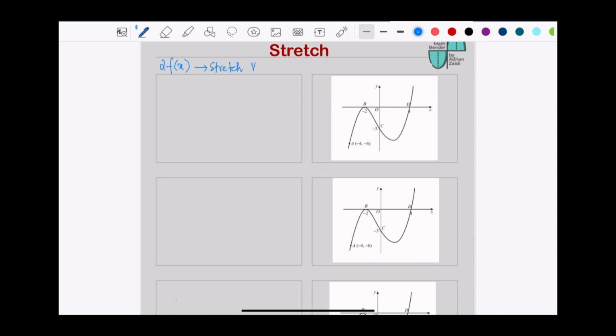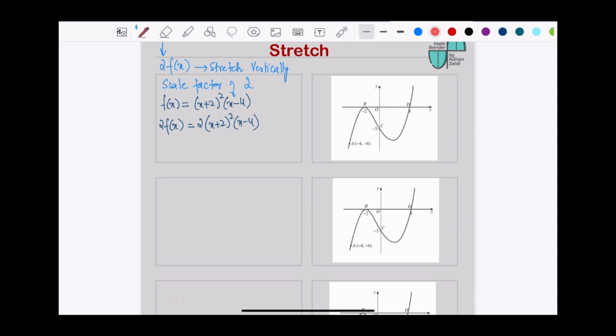it is a vertical stretch, an elongated curve with a scale factor of 2. So this number is the multiplier here. So f of x, which was initially x plus 2 whole squared times x minus 4, after a multiplier effect of 2 times f of x, is going to be 2 times x plus 2 whole squared times x minus 4.